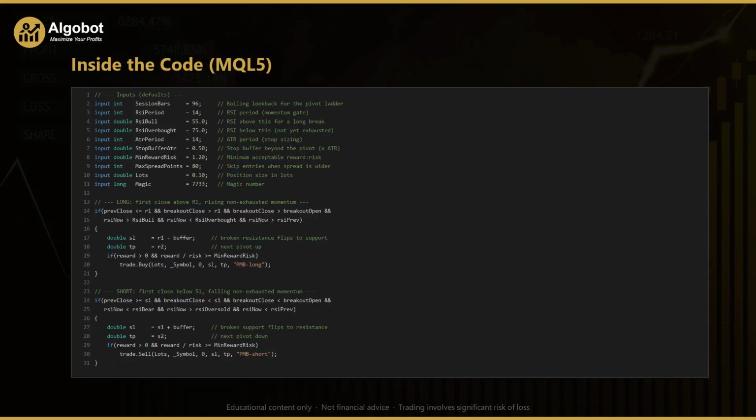Let's read through the code as it would appear in MetaTrader. At the top are the inputs you can adjust. Session bars is the rolling look back.